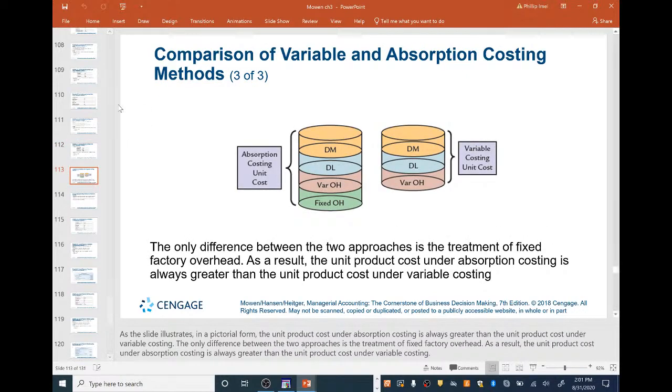Now let's look at the comparison of the variable and absorption costing methods. It's pretty simple, really. It's just one thing that's included in one and not included in the other. So, absorption costing unit cost.